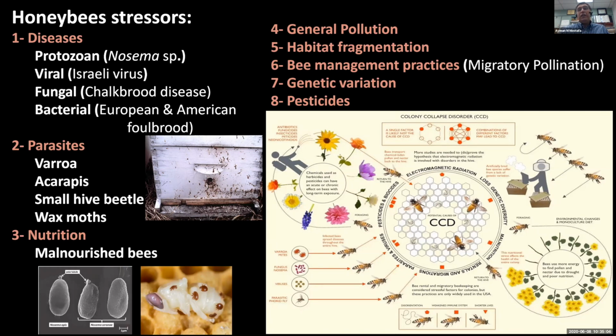We also have a lot of genetic variation in honeybees, and that didn't give us the strong characteristics that we need, especially for the queens. And lately we also have pesticides. When we are talking about pesticides, we are not talking about pesticides in general. We are talking about the misuse.